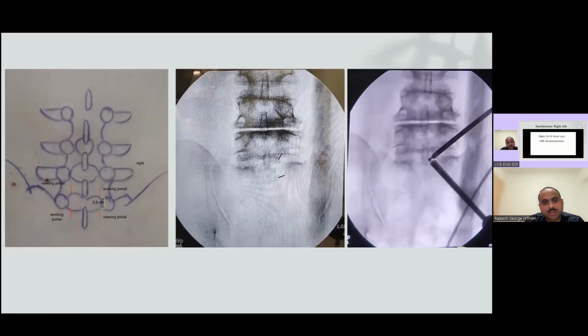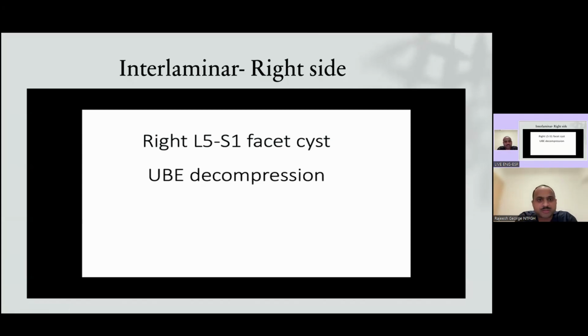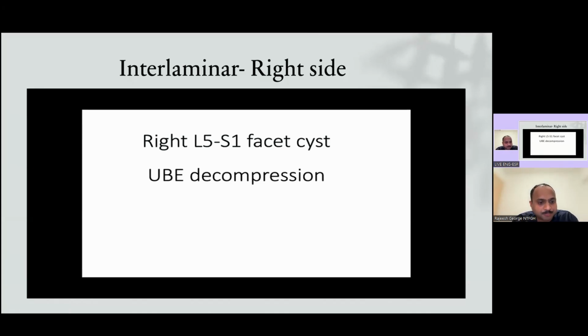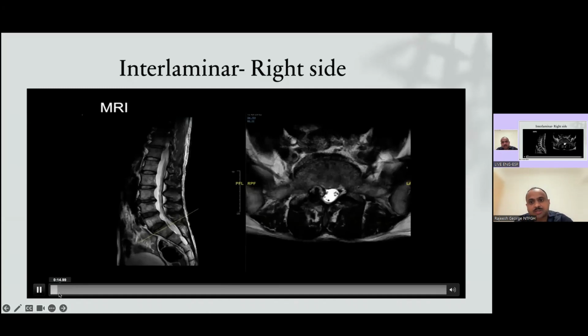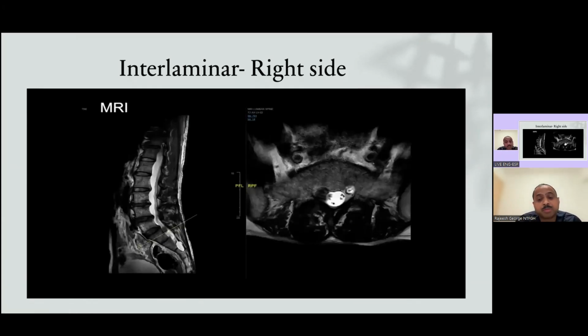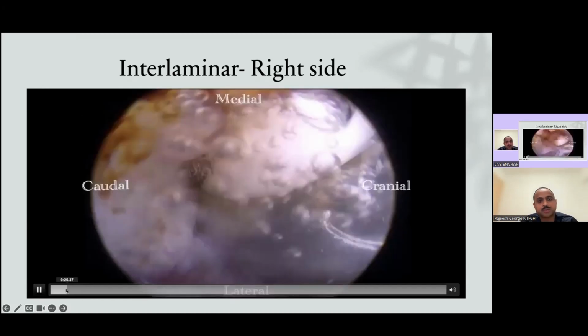As such, I'm going to show you a video on my right side of a more complex case. This patient presented to me with right-sided radiculopathy. This is an L5S1 facet cyst, with minimal spondylolisthesis and a complex cyst on the right side. Hence, I decided on a simple decompression from the right side. This is me standing on the right side. I'm just going to fast forward. That's your caudal part.